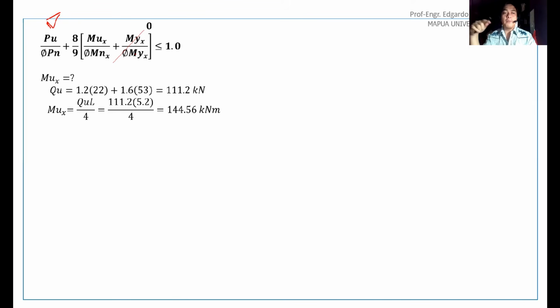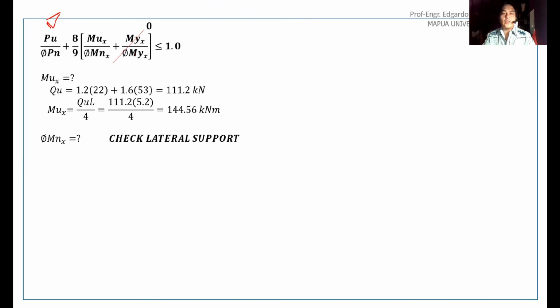Di ba? So PL over 4, yung P yun yung Q, U, QUL over 4. So naging MUX natin would be 144.56 kilonewton meter. So yun na yung MUX. Now, next would be yung MNX or the design phi MNX, the design flexural strength.